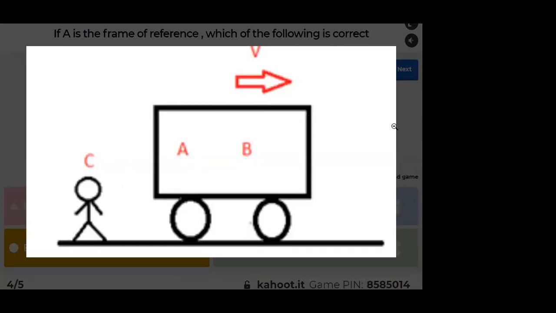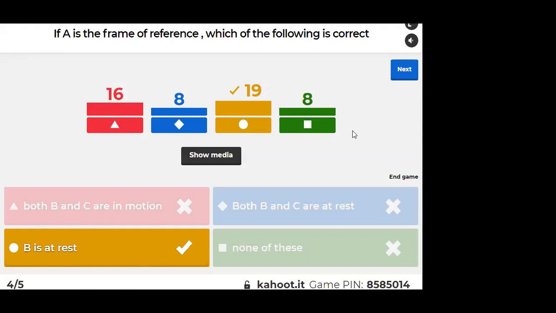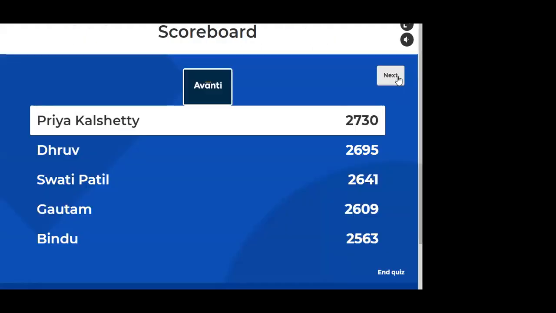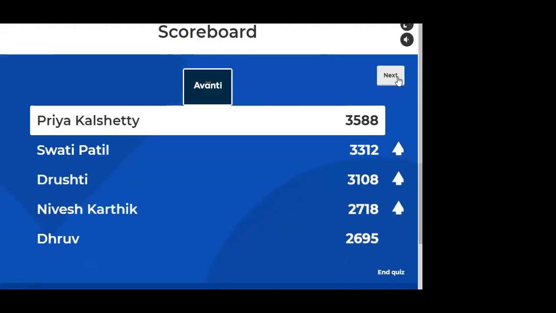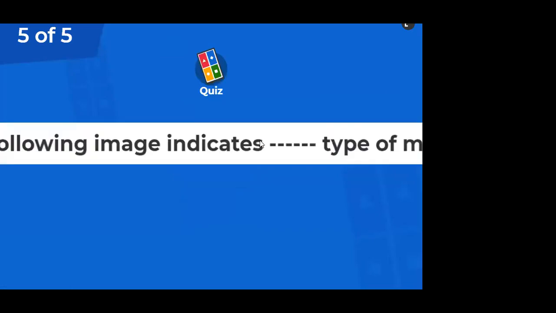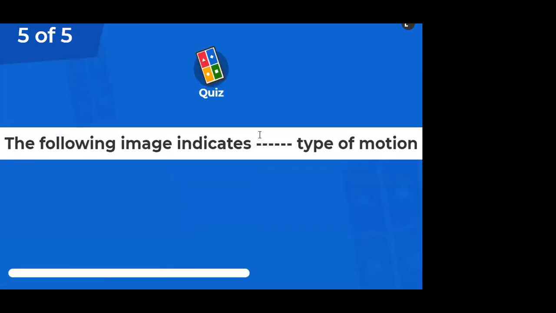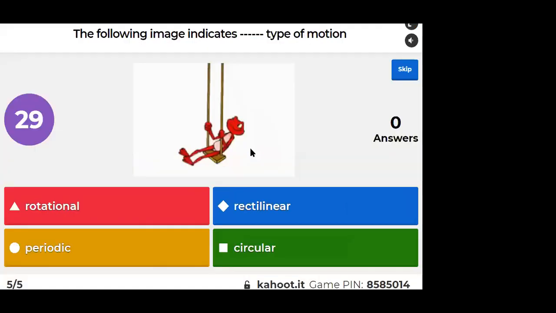Okay. So I hope most of you understood. So last question of today's Kahoot. We'll play one more Kahoot. Okay. But after completing one topic, the following image indicates that type of motion. Tell me.